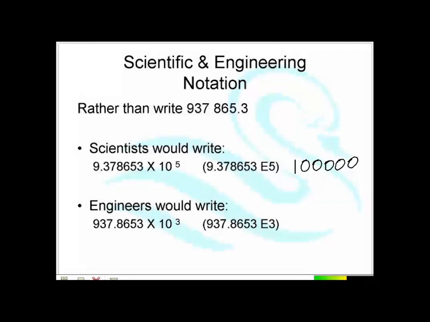In engineering notation, instead of going 9 point something or other, it goes to the nearest space. And we always space our numbers in threes. We always break them into threes using spaces. We never use commas.